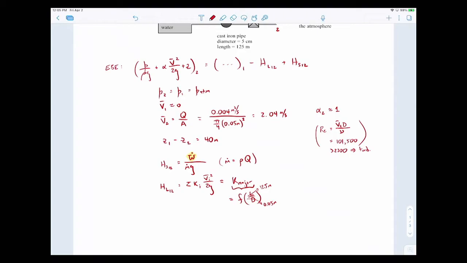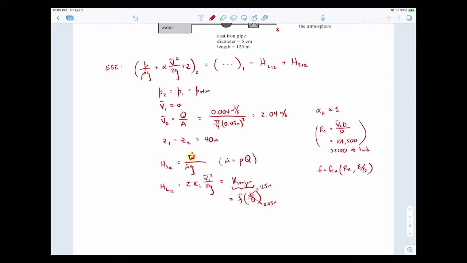Like just in general, the friction factor is a function of what quantities? What are the axes on your Moody plot? The Reynolds number and the relative roughness. Exactly. Reynolds number and relative roughness. We have a Reynolds number, but now we need to find the relative roughness. So the Reynolds number is 101,500.